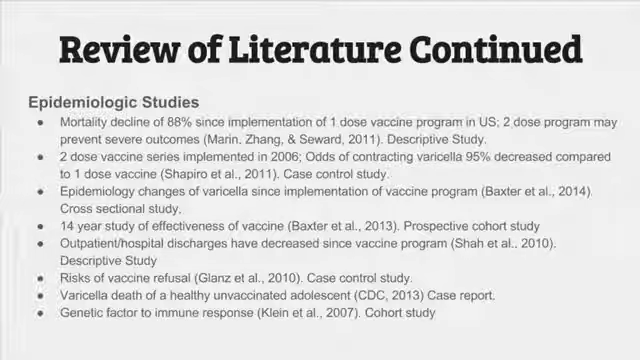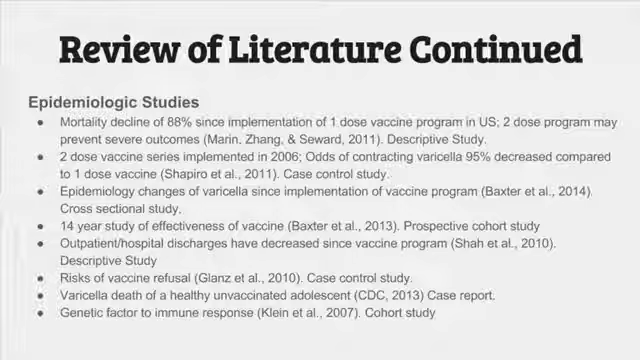Shaw et al., published in 2010, compared varicella-related hospital discharges pre- and post-implementation of the varicella vaccine series. They found statistically significant decreases in the amount of varicella-related discharges after the implementation of vaccine. Using a case control method, Glanz et al., published in 2010, found a significant increase in risk of complications in children whose parents refused vaccinating against varicella.